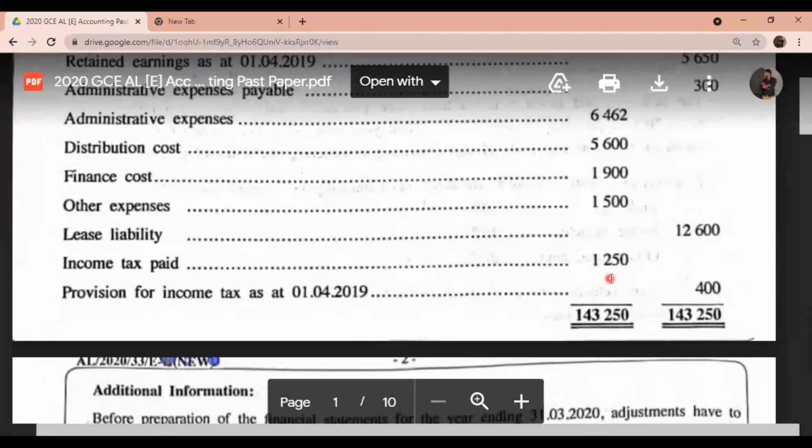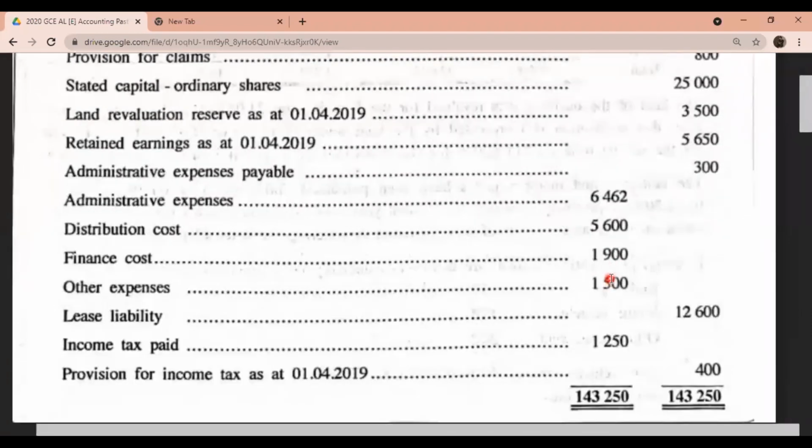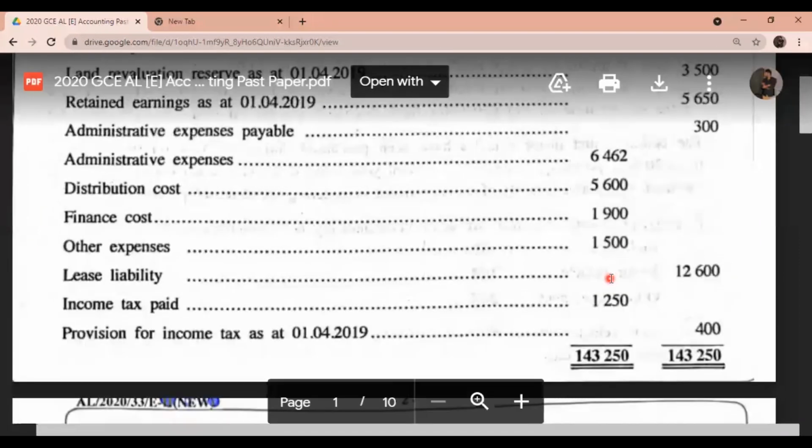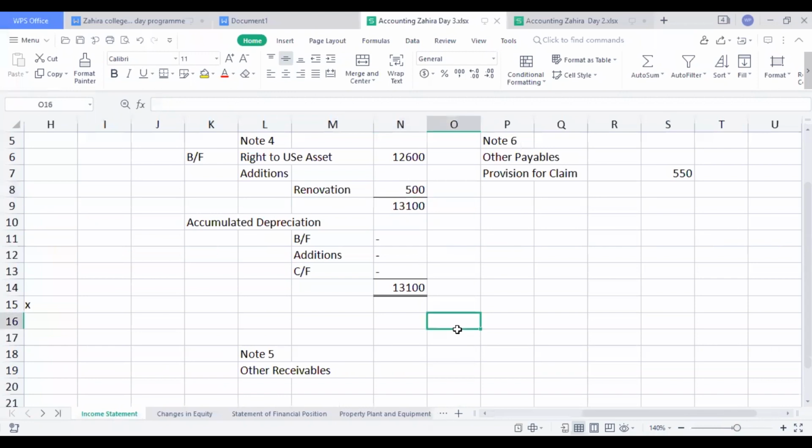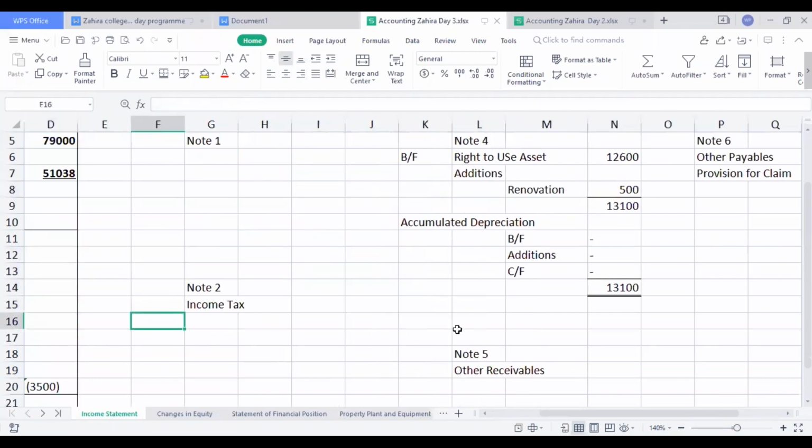So for the previous year you paid 520,000, and this particular year how much did you pay? Actually, you have paid income tax of 1,250,000. Do you have any provisions? Of course, you get the provision. I can do the same adjustment through income tax. I'll move on to my income statement, note number 2. If you want, you can open up an account and do a T account. Both ways I taught you guys yesterday.